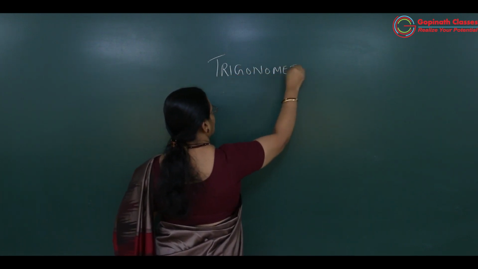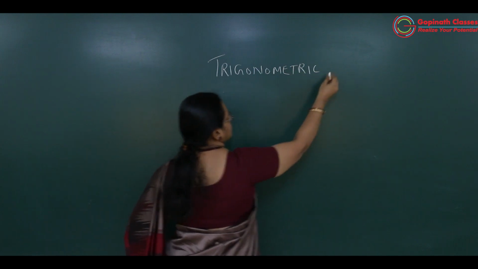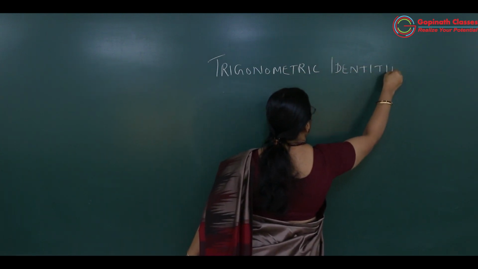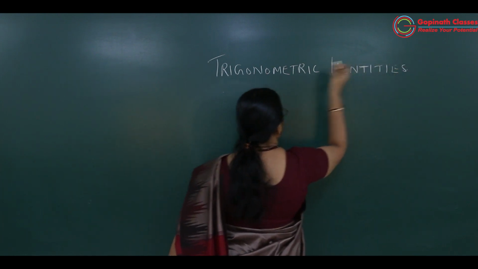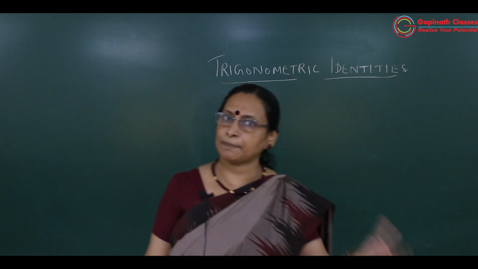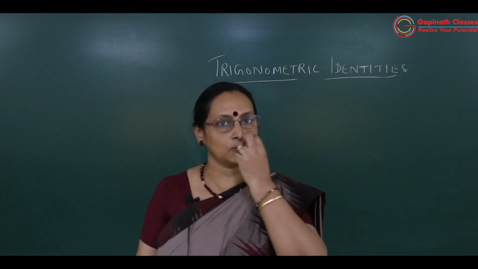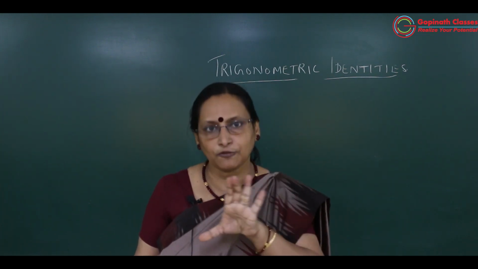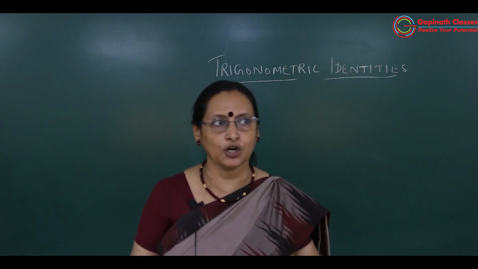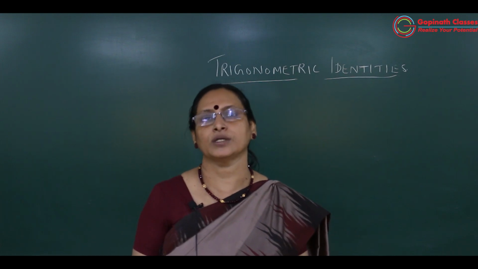Trigonometric identities. Just as we learn algebraic identities, a plus b the whole square, a minus b the whole square, a cube minus b cube, a plus b the whole cube, a minus b the whole cube, the same way trigonometry has also got identities.